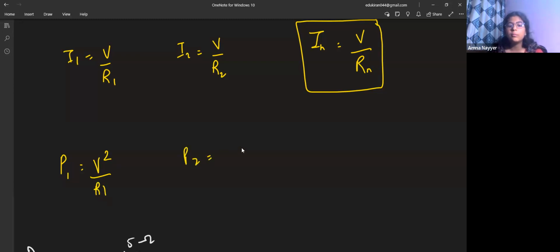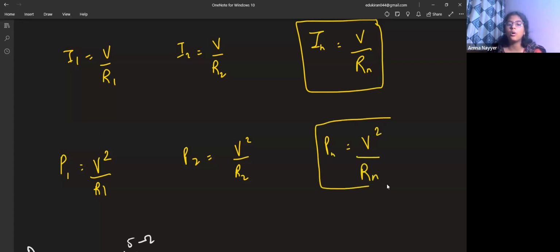Similarly, P2 will become V square by R2. So you will have the individual resistors' powers like this, right? So P1 is equal to V square by R1, V square by R2, up till like this. So power nth will be V square divided by the nth value of resistor.